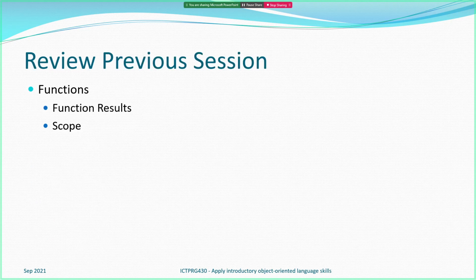The first half of the chapter was how to deal with function results and scope. And if you remember, scope was talking about how the name has a power, whether it's inside the function or global.